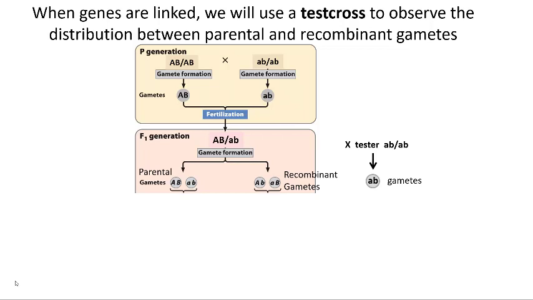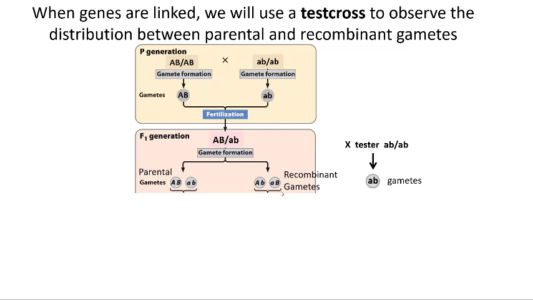Now, when we investigate linkage, we are going to use this type of cross pretty regularly, where we produce a dihybrid individual and then look at the parental and the recombinant type gametes that result from that individual. Now, of course, you can't observe phenotypes in gametes themselves, and so we need to actually make a cross in this F1 generation in order to observe what we're getting from this individual.